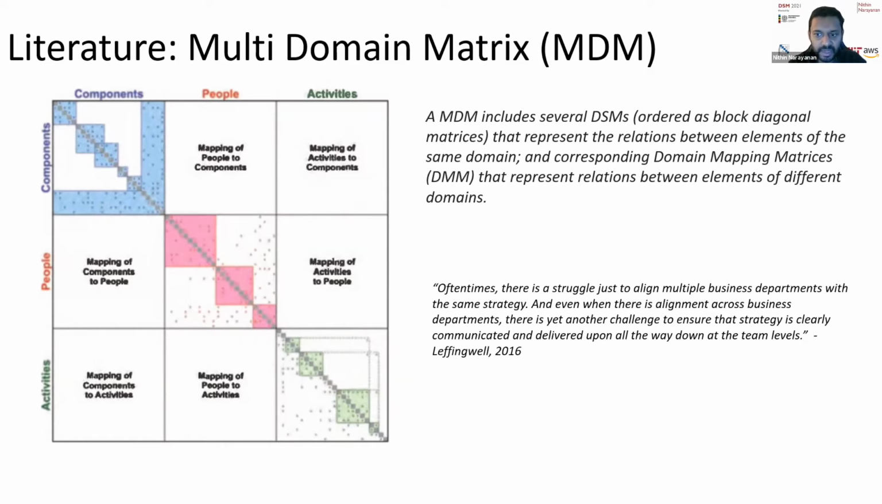And even when the alignment across business departments is achieved, there is yet another challenge to ensure the strategy is clearly communicated and delivered all the way down. So this is where it becomes important that we understand the dependencies and coordinate better in order to deliver the product.